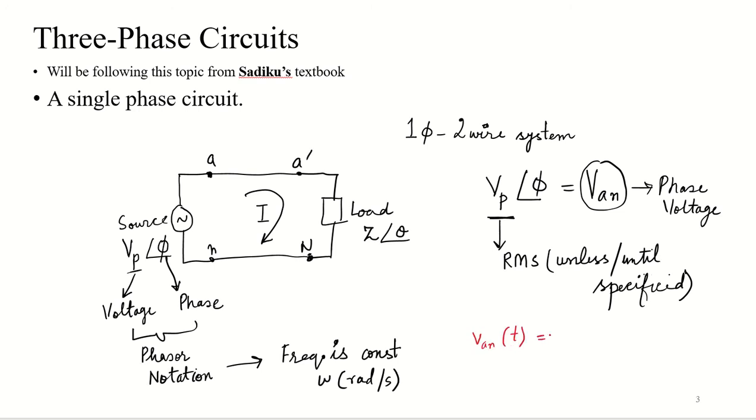of t can be written as, for example, Vp cosine of omega t plus phi. So if you have to convert this to a phasor, omega is constant, or you can also write it as Vp sine of omega t plus phi. It depends, either or. So this is an overview of what we have been studying till now. Let's move forward.